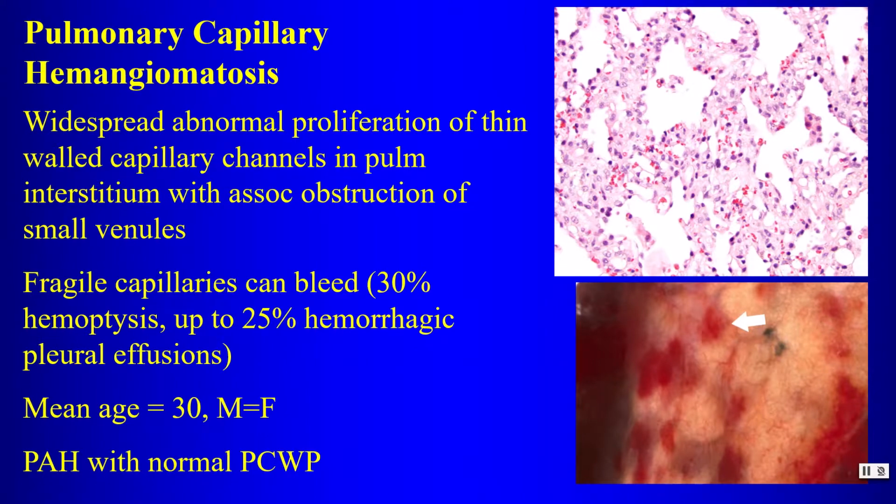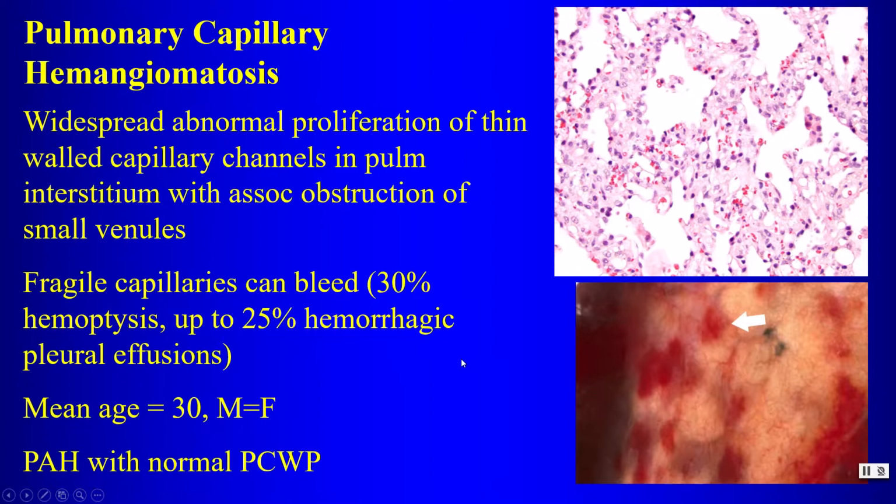So here we have proliferation of thin-walled capillary channels in the pulmonary interstitium, and this causes obstruction of small venules. So these fragile capillaries can bleed, which can result in hemoptysis, and that's these petechiae here on gross exam, and that's what gives us the centrilobular ground glass opacity. So that represents a little bit of bleeding there within the lungs.